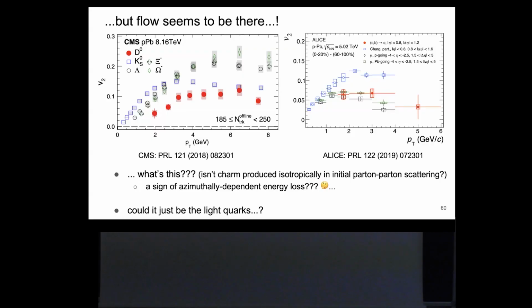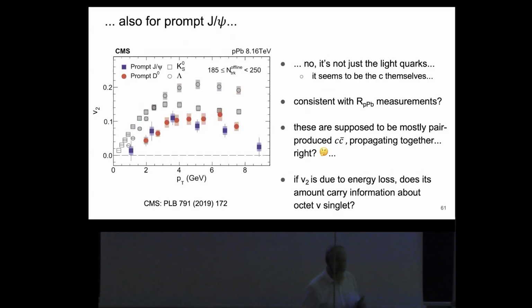So one is bound to interpret this as a sort of sign of azimuthally dependent energy loss. Could it be, once again, just the light quarks? No, because the J/psi also does that. So the J/psi itself has a V2. So is it consistent with the Pb-Pb measurements? Quantitatively, I guess it is.